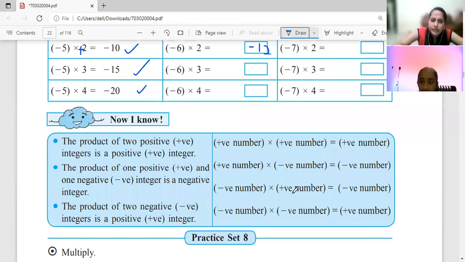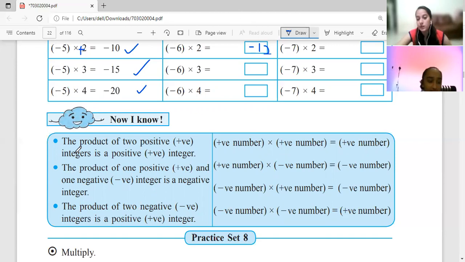You can write it in the book, but make sure you use pencil. Don't use pen on your textbook. Okay? Chalo. They have written few statements. Let us check is it right or wrong. The first statement says the product of two positive integers is a positive integer. Is it right? Achha, yes.